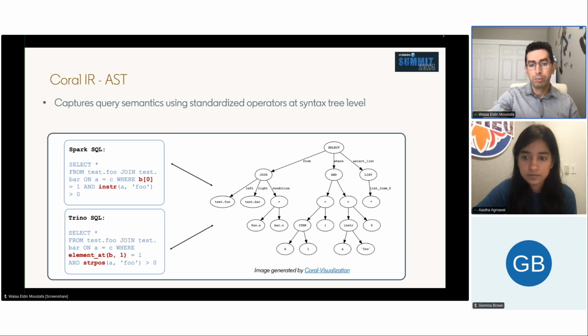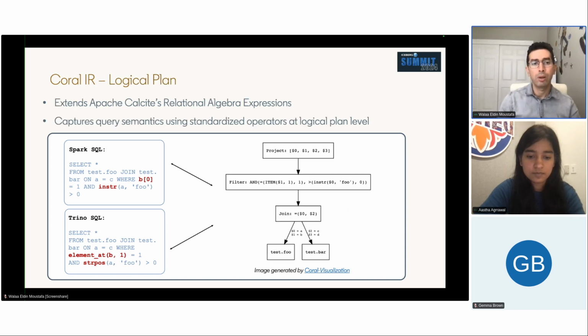So this is the representation at the AST layer, and as you can see, it mostly captures query tokens and not necessarily full-fledged and well-defined operators. And the other representation, which is the logical plan, is the one that more captures the relational algebra and query operators nature of the common representation. And again, we can go from the SQL on the left-hand side to the representation on the right-hand side.